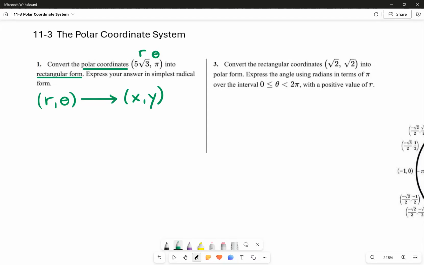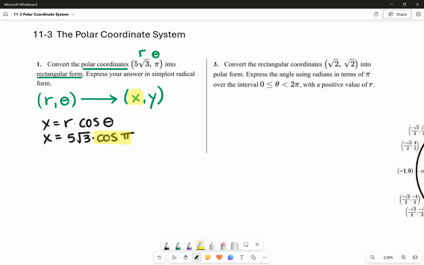So using the formulas on the previous page, we know that we're going to look for x first, right? So let's go look for x. And the definition for x was r times your cosine of your theta. So to solve for x, I need to take the r value, which was 5 square root of 3. It was given to us. And I'm going to multiply it by the cosine of my theta, which was also given to me to be pi. Now, before you pull out your calculator and whatnot, I don't want you to do that. I want you to just use your unit circle because it's just that much easier.